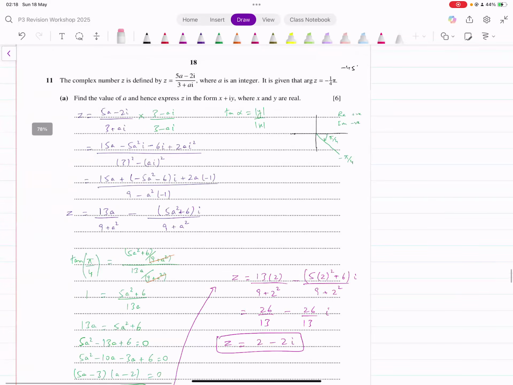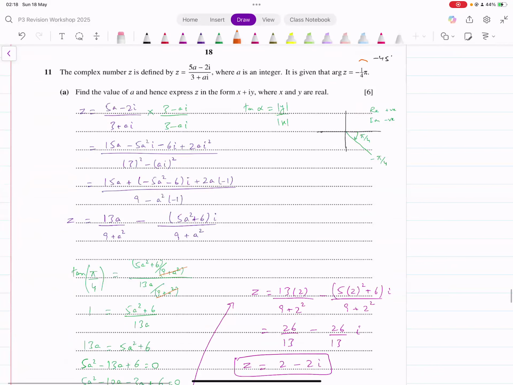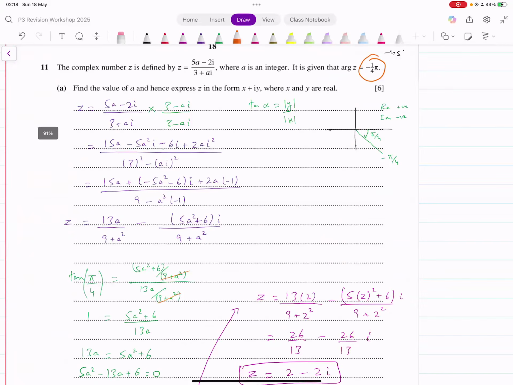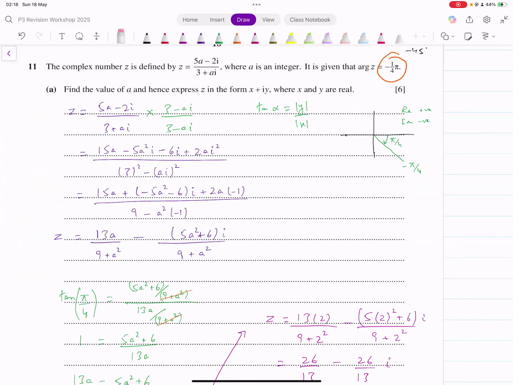Now we have this complex number. We know the argument of this complex number is -5/4. First of all, they say find the value of a and hence express z in the form x plus y iota. How do you find the value for a?